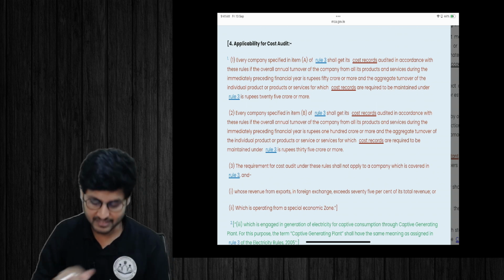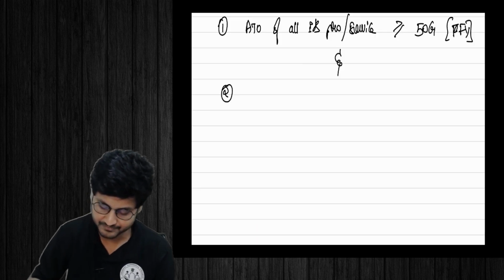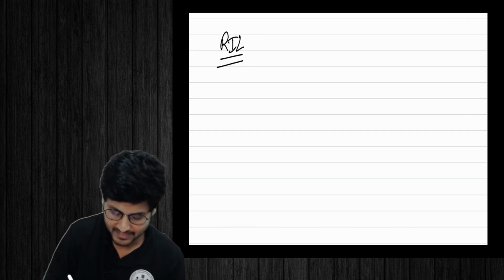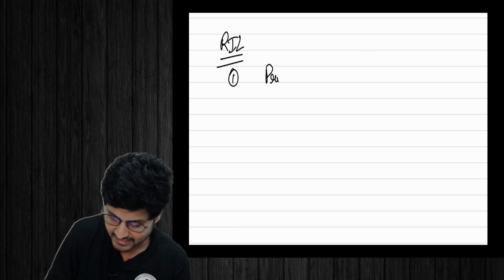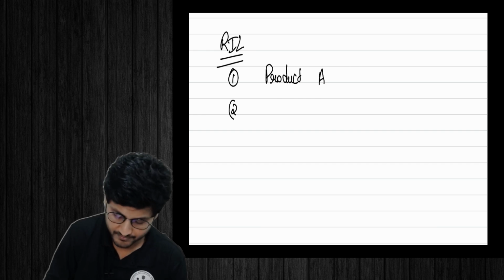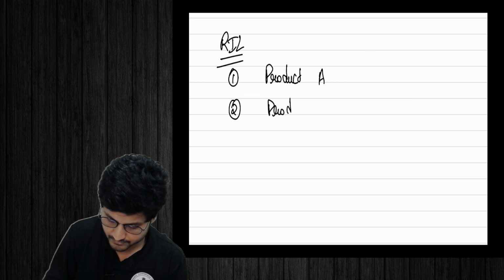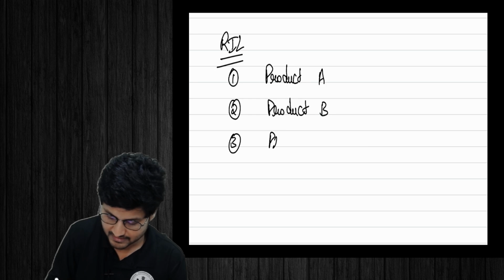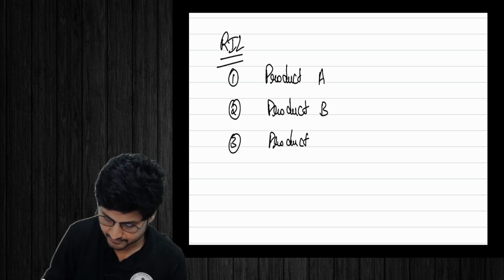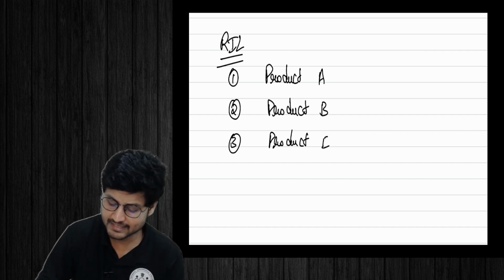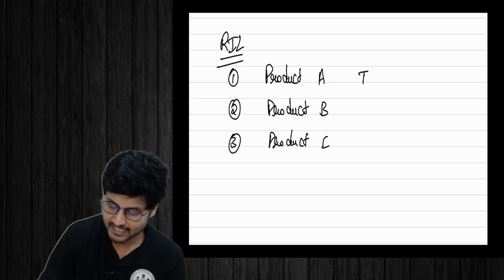Okay, how much is the individual turnover? 25 crores. Let me write an example for this. Say there is a company called RIL. Listen to me carefully. There is one product A, product B, and product C.